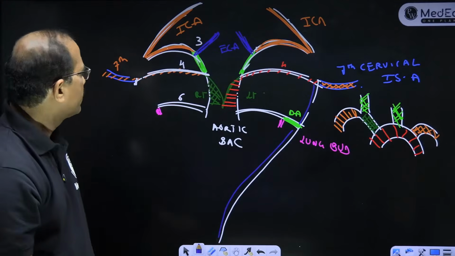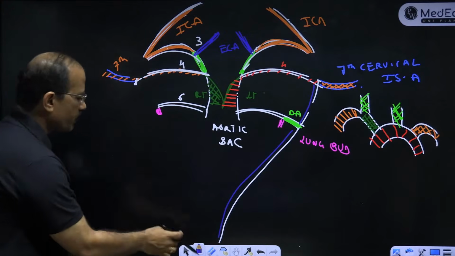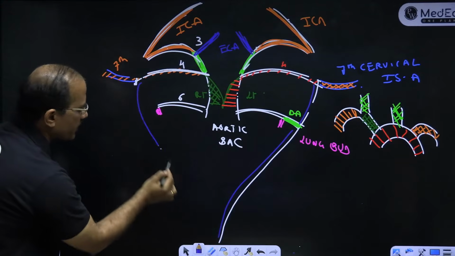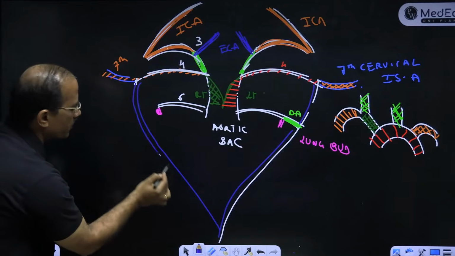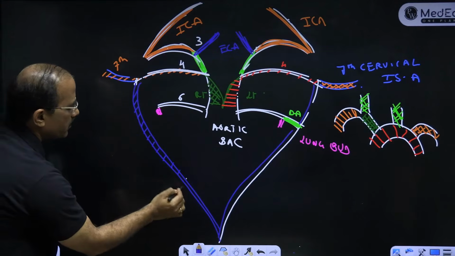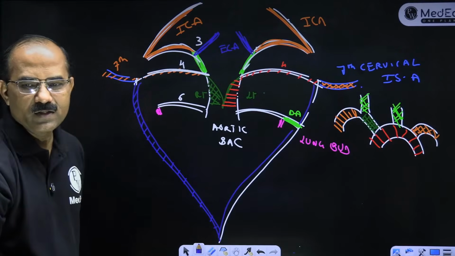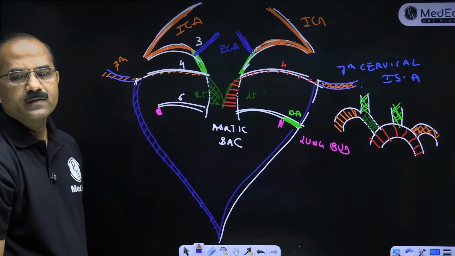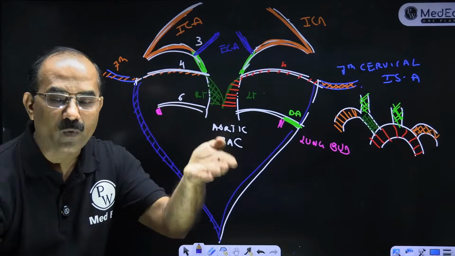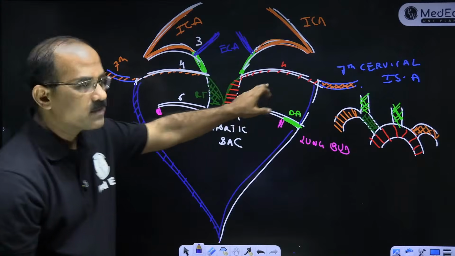Now just tell me one thing, students. If the dorsal aorta persists, what is this going to form? Persistence of the right dorsal aorta results in what? Ductus caroticus is this.